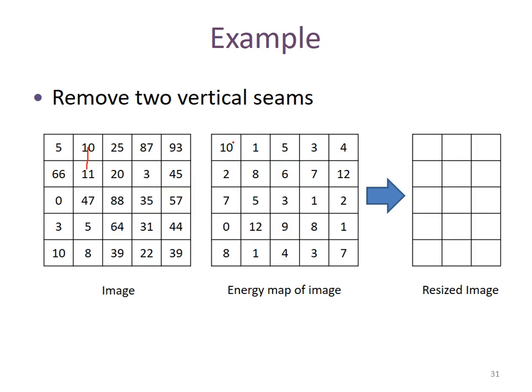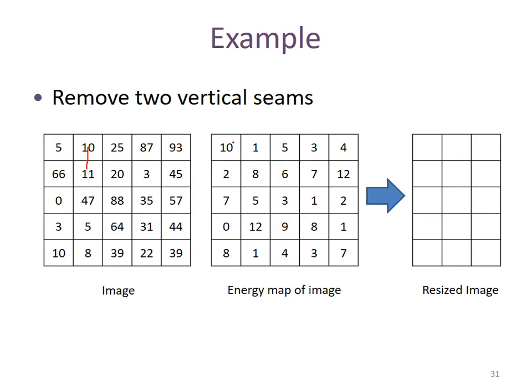Originally the energy is 2, and it can travel from 10 or 1. So the minimum will be 1 plus 2, and the energy will be 3. And we can record the path from 1 to 3, which gives the minimal energy.